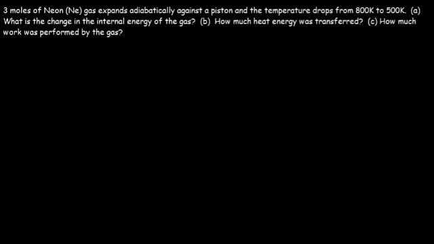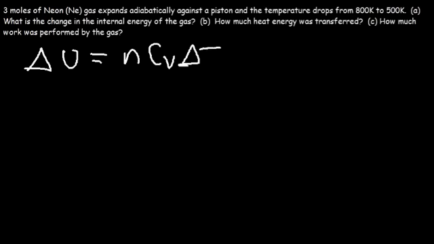Let's work on this one. 3 moles of neon gas expands adiabatically against a piston, and the temperature drops from 800 Kelvin to 500 Kelvin. What is the change in the internal energy of the system, or of the gas? To find the change in the internal energy, we can use this equation, n Cv delta T, which applies to any process. So n is 3 moles.